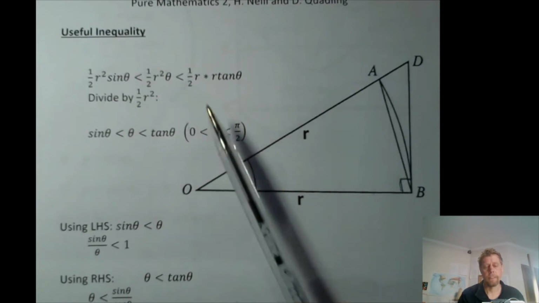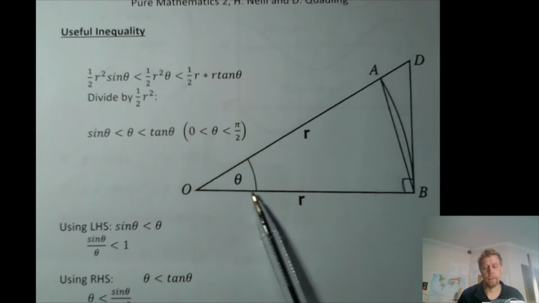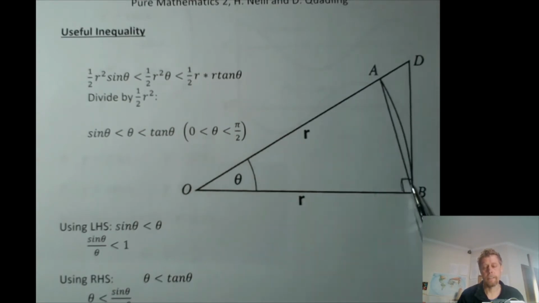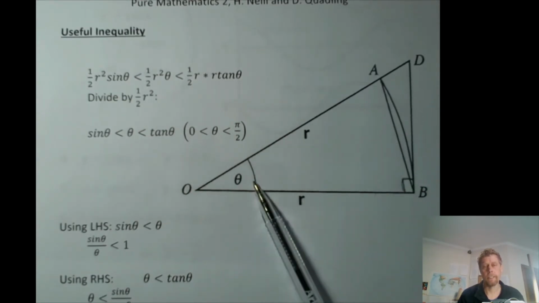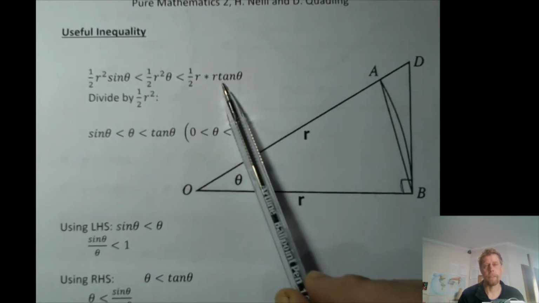And then finally, the outer triangle is half base times height. So half times r, and then the height divided by r is tan theta. So height equals r tan theta. And we've got that over there.